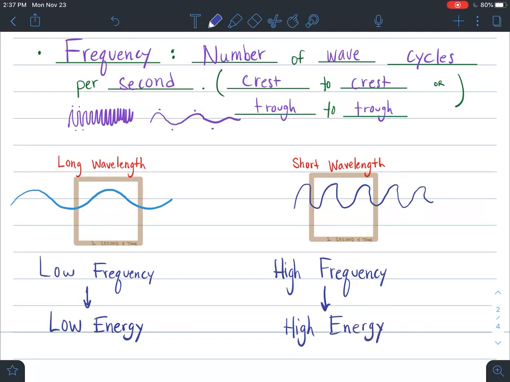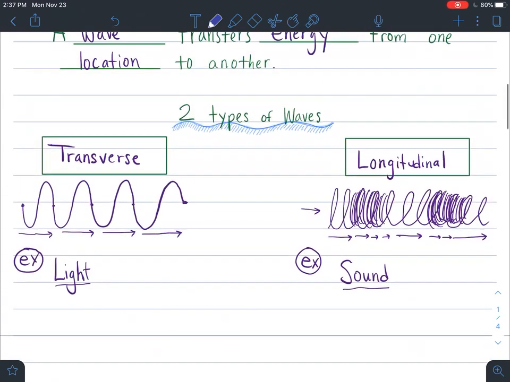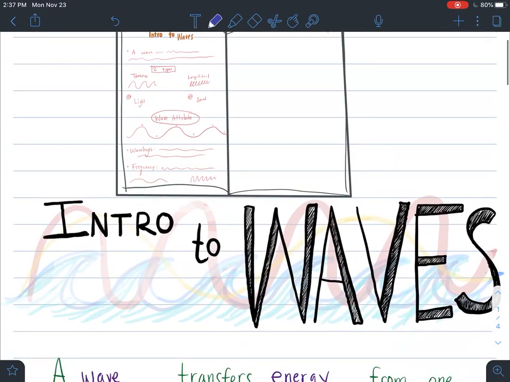So this is the basic information you need to know about waves. That's why we call this one the intro to waves.